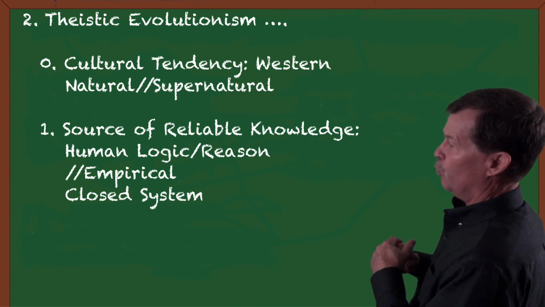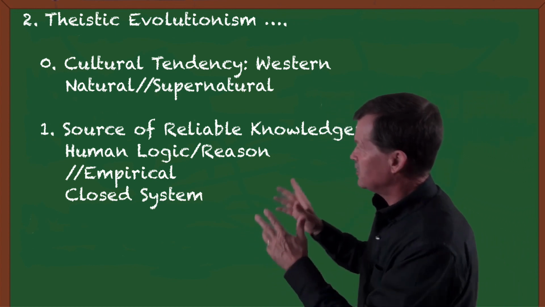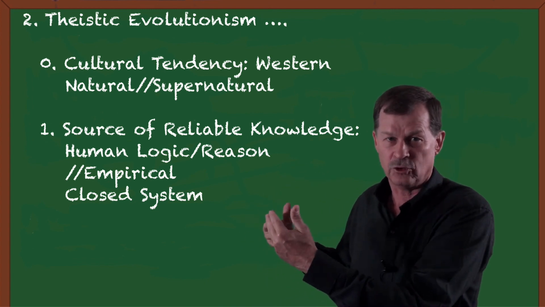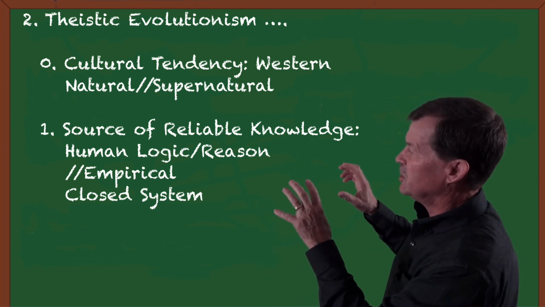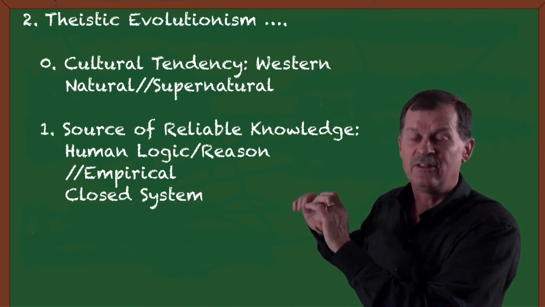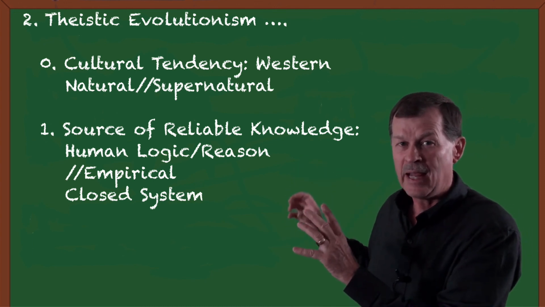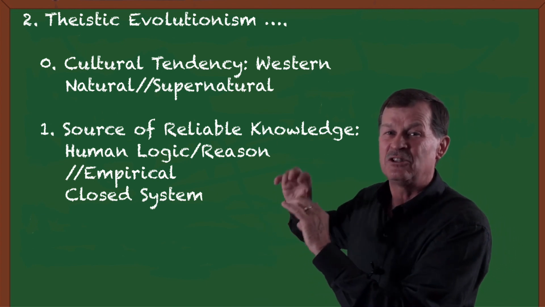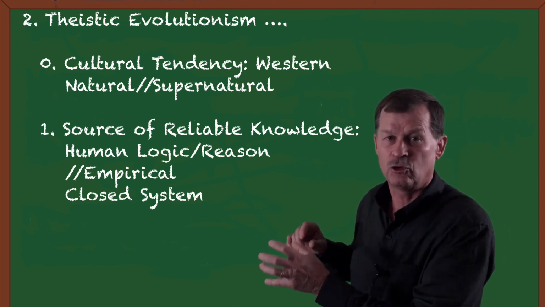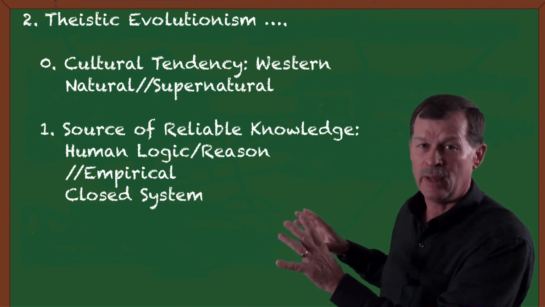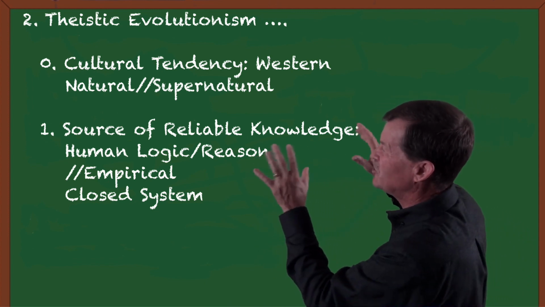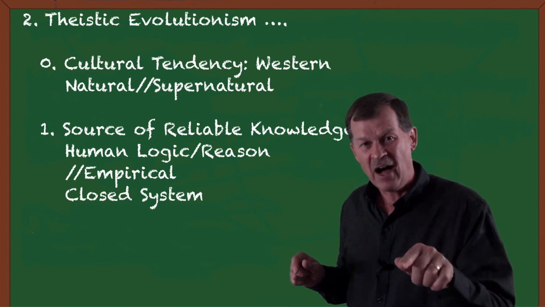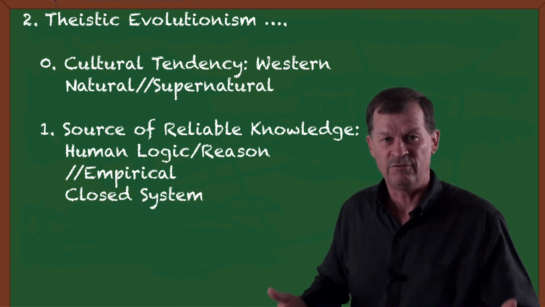Theistic evolutionism, what is that? Well, it also has a cultural tendency, a Western tendency of natural, supernatural. But this evolutionism believes in the two domains, that there does exist a supernatural domain, but that supernatural domain never interferes, overlaps, or enters the natural domain. Those are completely separate domains. And so theistic evolutionism says that there will never be divine intervention in the natural world, the physical world.